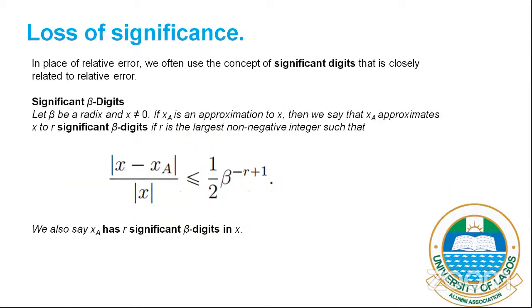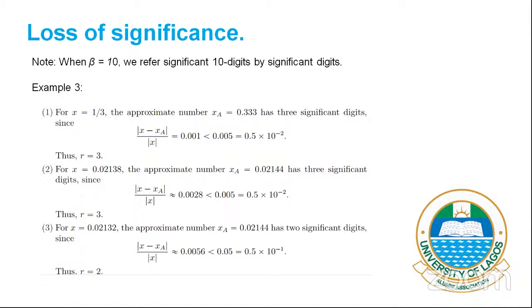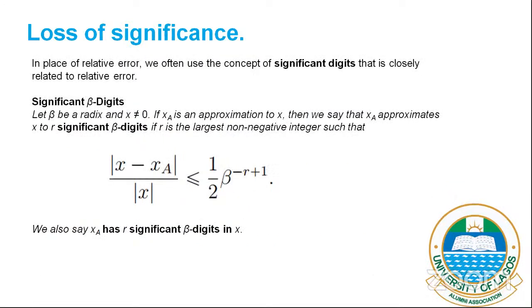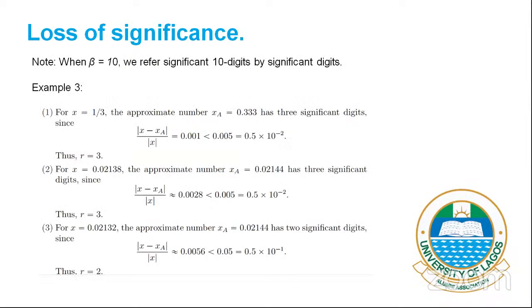Now, if you look at the right-hand side, you have 1/2 beta to the power minus R plus 1. R is already given to be 3. You can see -3 plus 1, you have -2. And don't forget that we said let beta equals 10. We are doing it in base 10. Now, 1/2 is already 0.5, which you multiply by 10 raised to the power -2 after you have plugged in 3 for R, as the exponent: -3 plus 1, which equals -2.